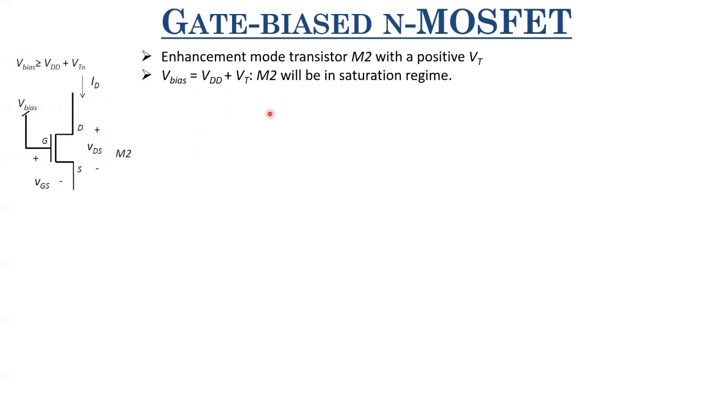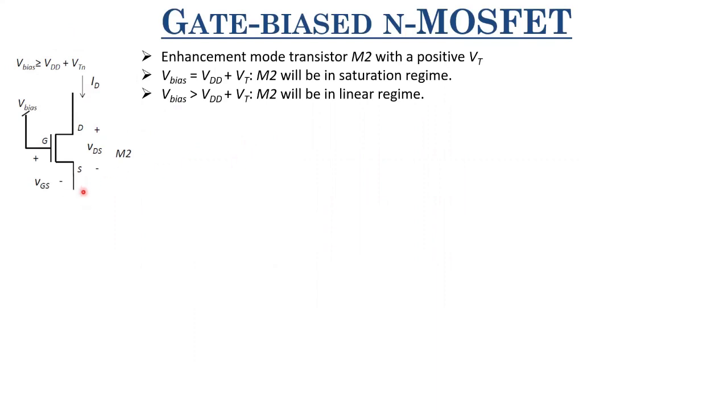However, for even a small amount of voltage larger than this V bias, we will have M2 in the linear region. Why? Because this VDS, which is VDD, will be smaller than V bias minus VT, since V bias is larger than VDD plus VT. So for this range of V bias, we see that it's not going into cutoff, and it's always in saturation or linear region. So it's never in cutoff.